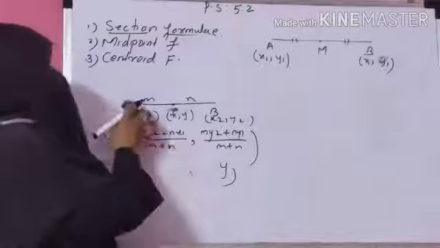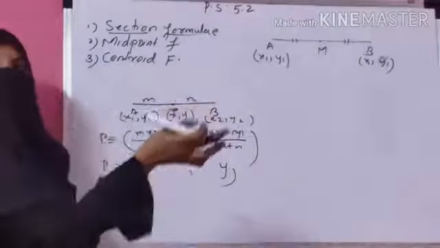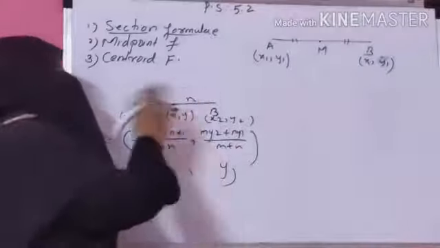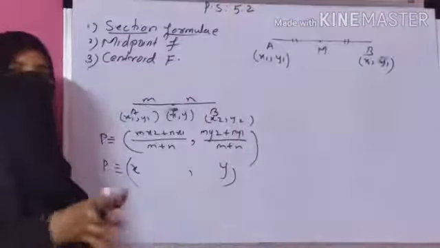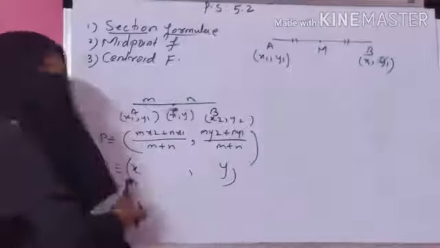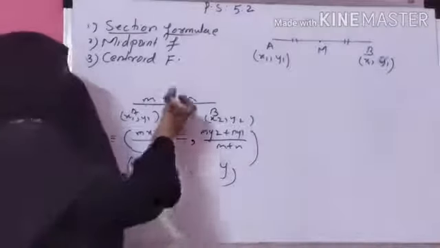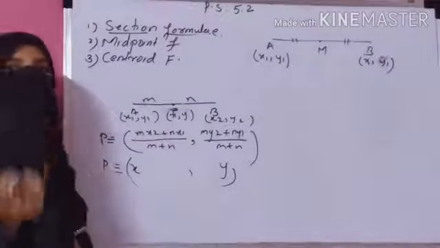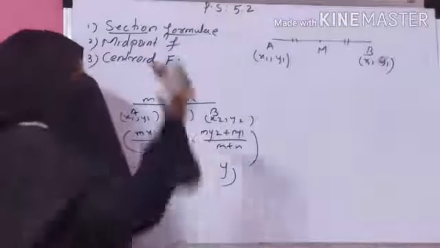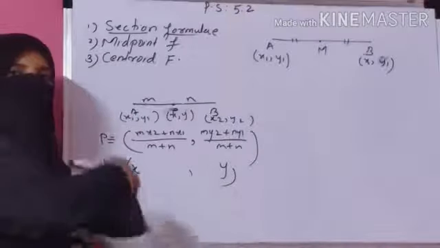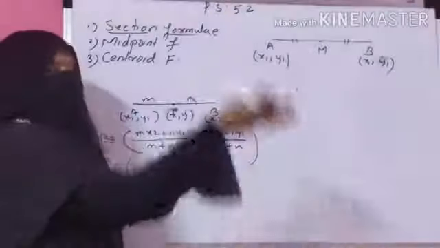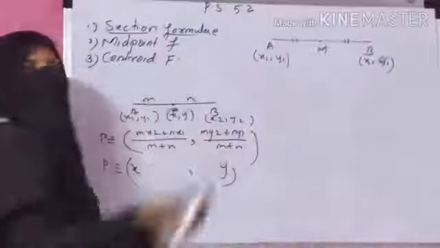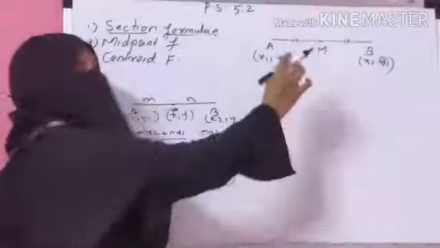So here also, if two points or a segment lies in a coordinate system and one point intersects this segment in a ratio, then we have to apply the section formula to find the coordinate of the point which intersects the segment in ratio. Here also the segment AB lies in a coordinate system and point M divides this segment in equal parts, so that's why point M is the midpoint.